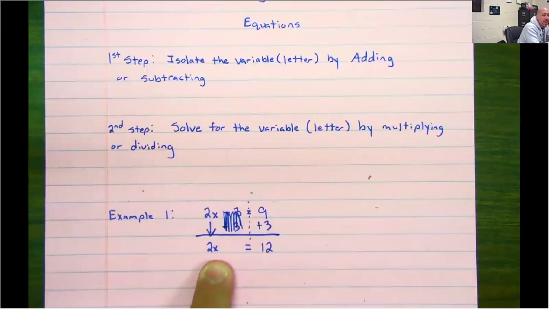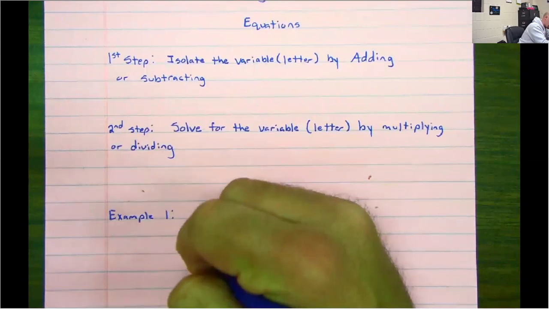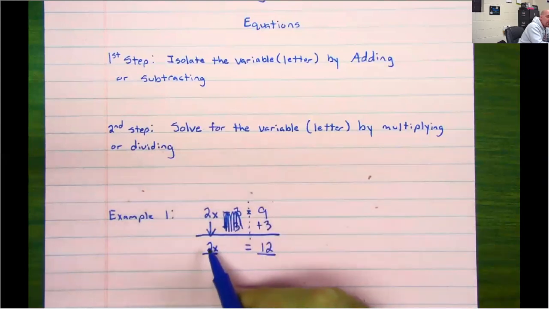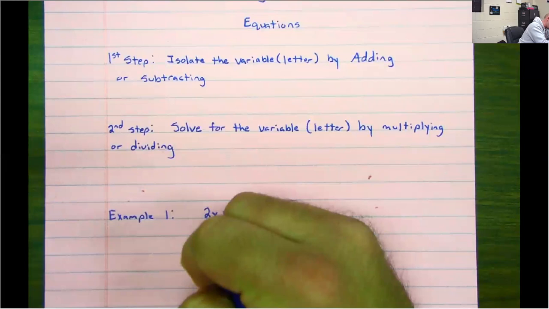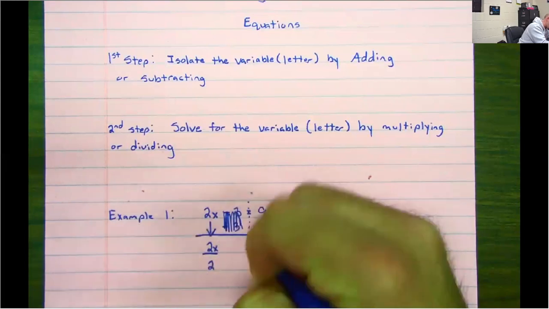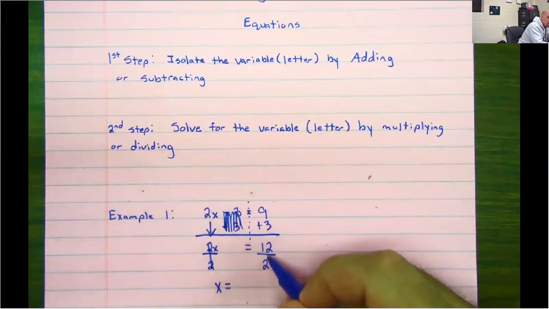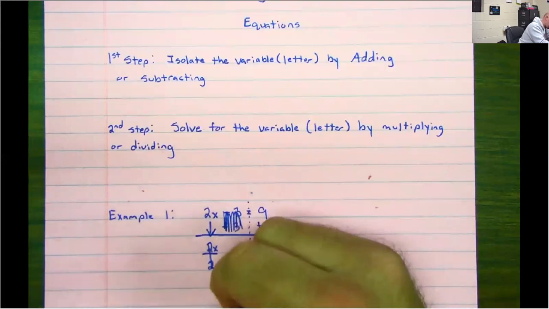Now the second step, we're trying to get x by itself, but the 2 is attached to it. The 2 is attached to the x, which means they're multiplying. The inverse of multiply is to divide. Divide by the number in front of the letter. In this case, it is 2. What is 12 divided by 2? Well, that's 6.